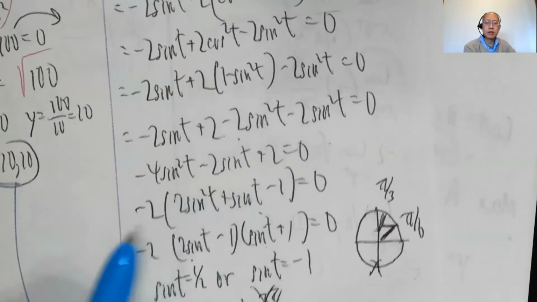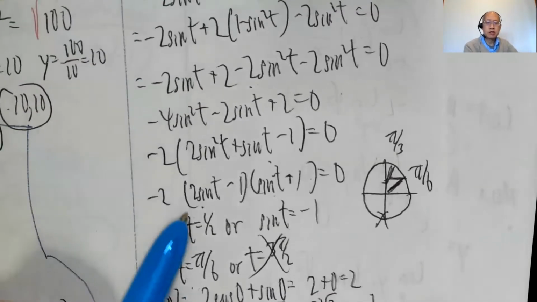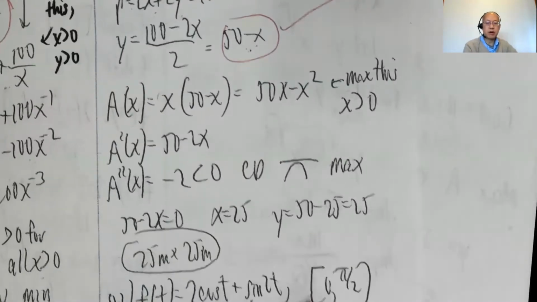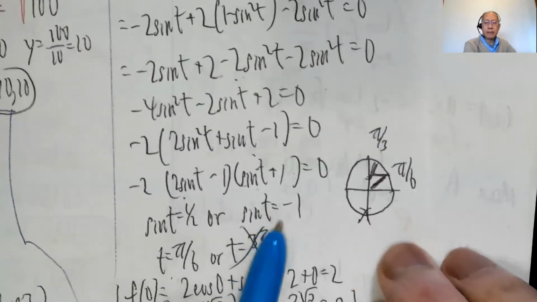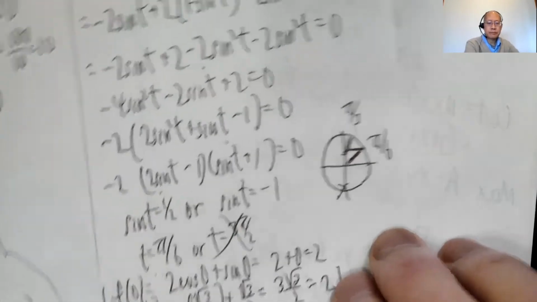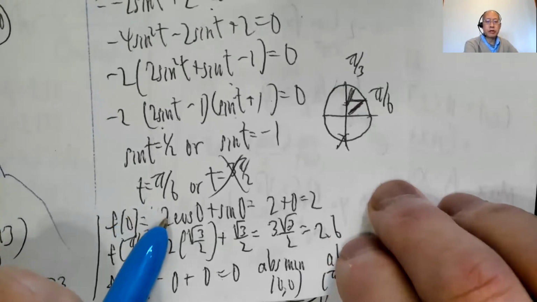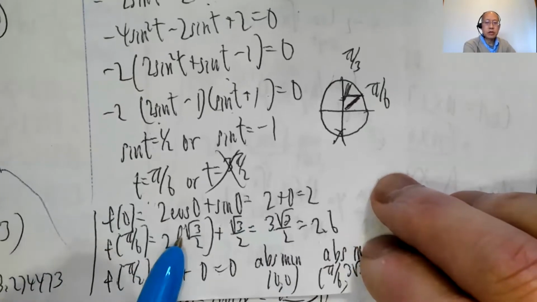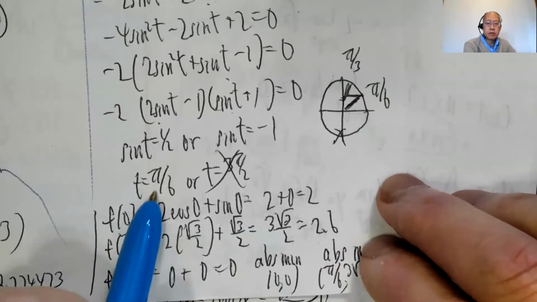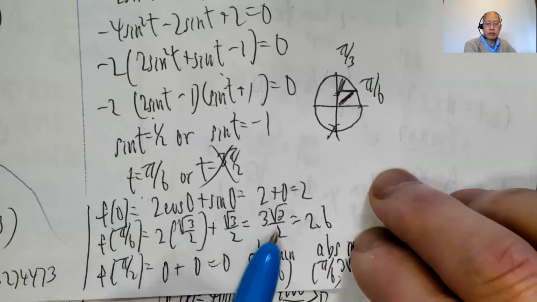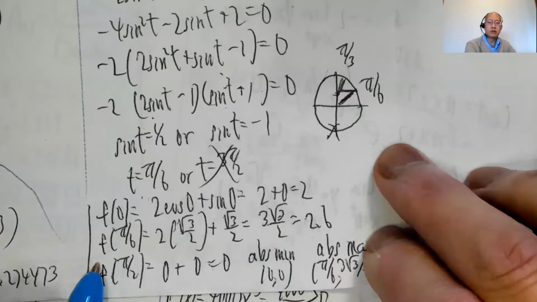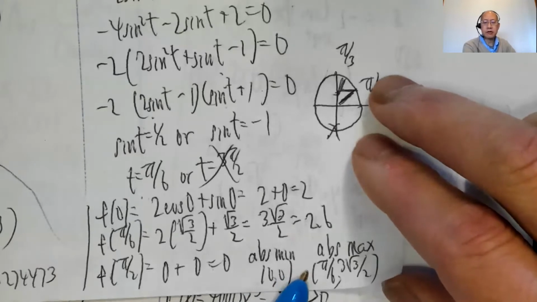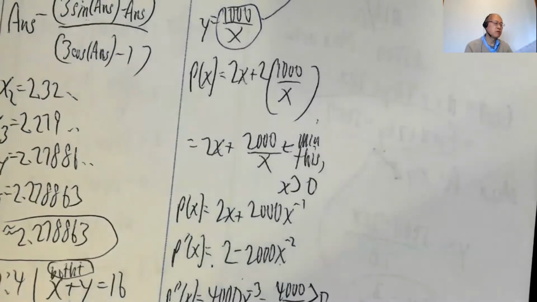Factor out the negative 2. And factor some more. So this gives me sine of t is a half, or sine of t is negative 1. We only have angles between 0 and pi over 2, so the negative 1 can't happen. So this gives me pi over 6. F of 0, I choose the endpoints: 2 cosine 0 plus sine of 0, 2 plus 0, 2. F of pi over 6 is 2 times radical 3 over 2 plus radical 3 over 2, which is 3 radical 3 over 2. That's about 2.6. F of pi over 2 is 0 plus 0, or 0. So absolute minimum is at pi over 2, 0. Absolute max at pi over 6, comma 3 radical 3 over 2.